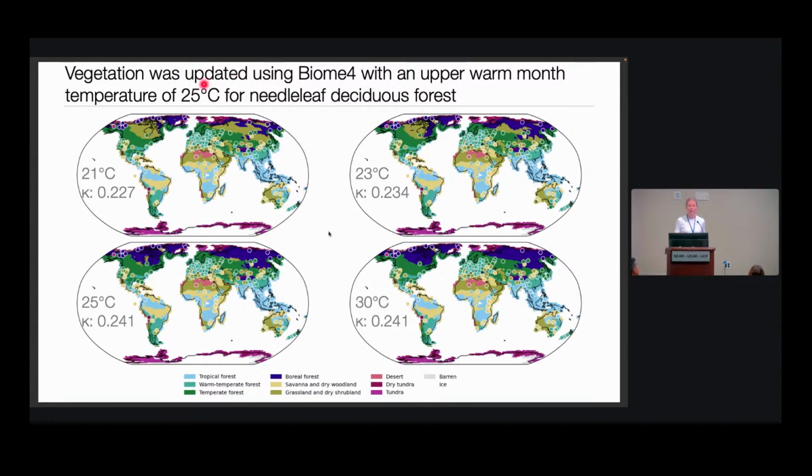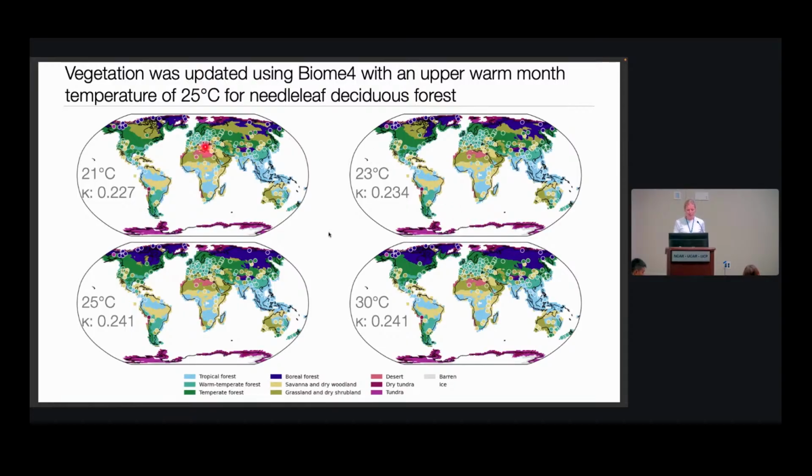He said, okay, there are specific phenologies that are hard-coded in the model, so maybe we should look at that. And because I wanted to target the cold deciduous forest, I looked at the needle-leaf deciduous forest, and I changed the upper warm month temperature from 21 to 23, 25, and 30 degrees Celsius. And when I do that, you see that this grassland slowly disappears over here.